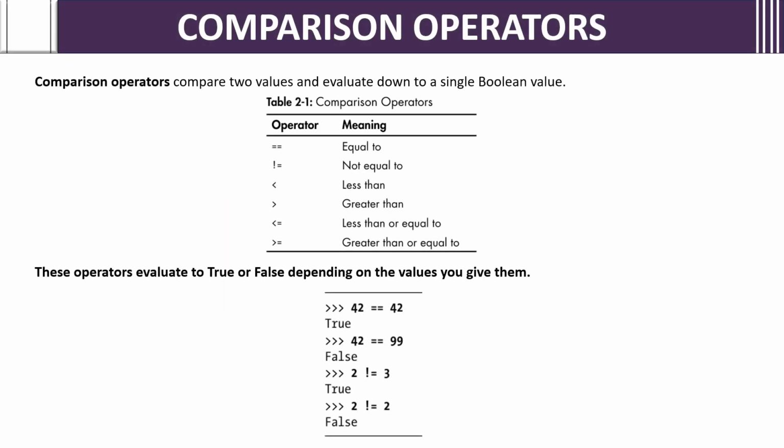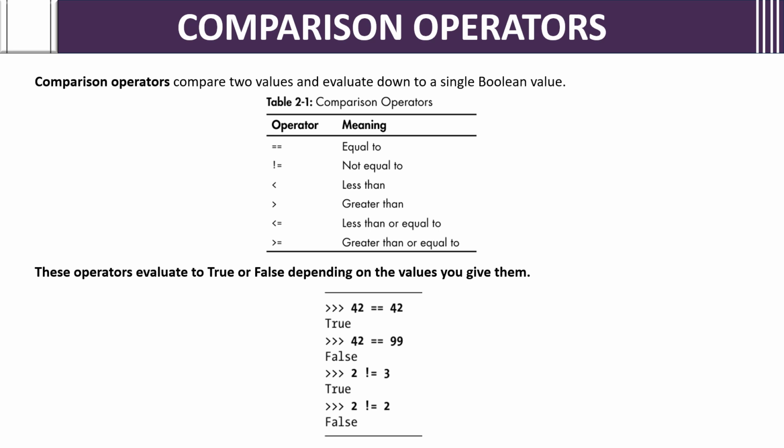Comparison operators. Comparison means what happens? It is between two values and evaluates down to a single Boolean value. Either it is True or False. In comparison, we have the equals operator. Whether one variable is equal to another variable or not. Whether one string is equal to another string or not. Like that we are going to use comparison operators.